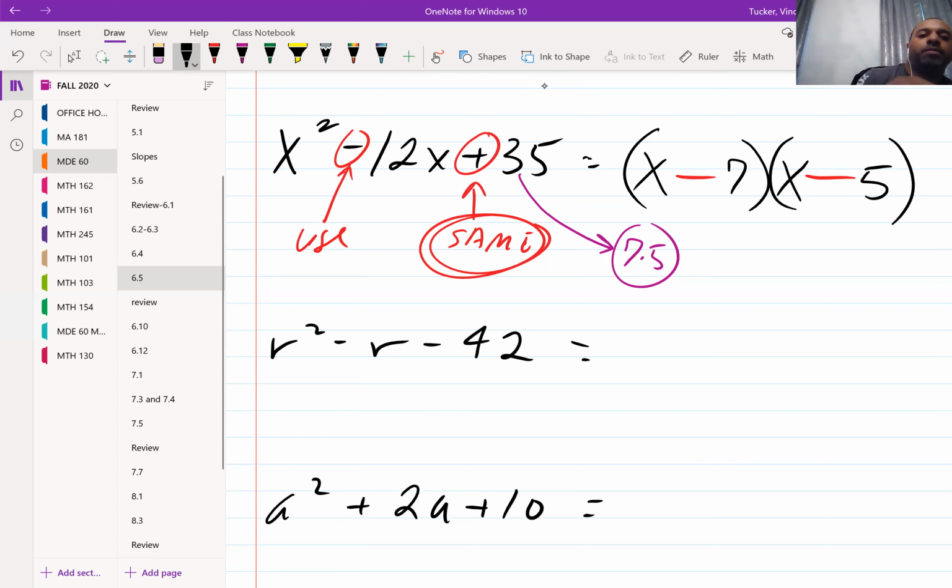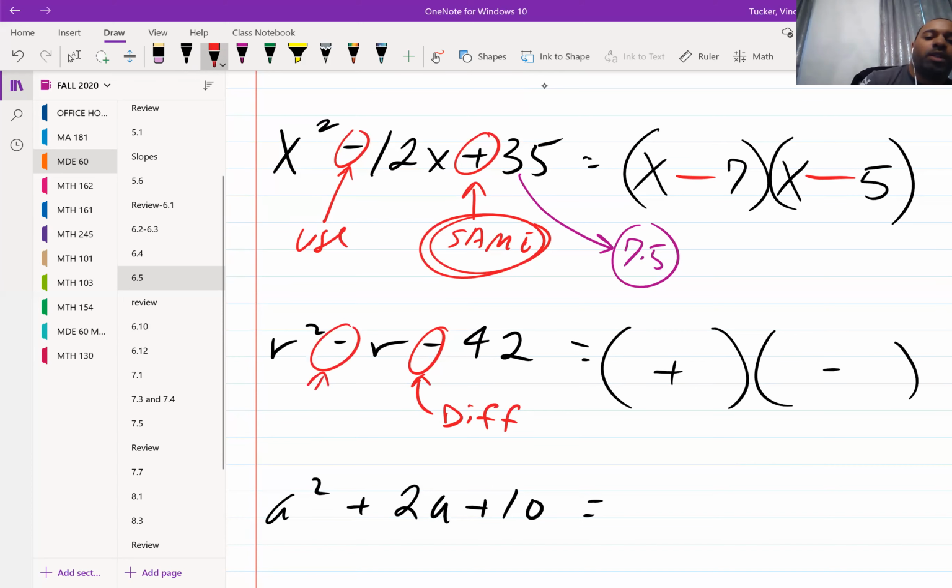All right, next one. Sign in the back is minus. That means my signs in my parentheses are supposed to be different. Remember, this front one would tell us that the greater is supposed to take on that sign. So r squared would just be r times r. Now I need the factors of 42 that will subtract from each other. Remember, our signs are different now.